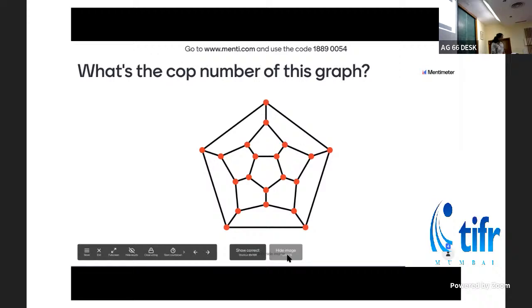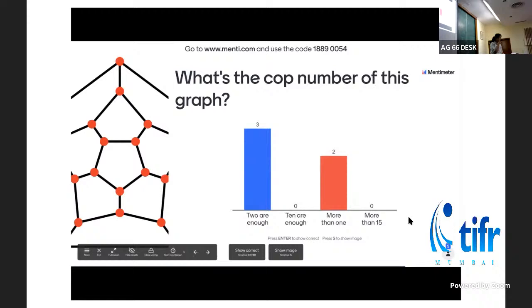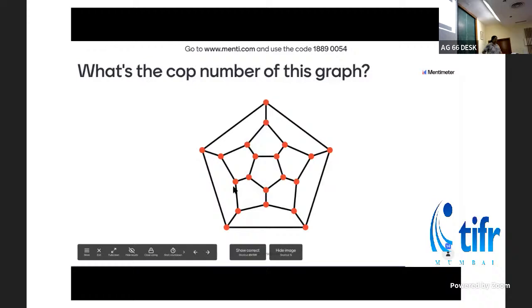Okay, so we have a few comments about this graph. I'm sorry if you are not able to select multiple answers, that's not the intention, but let's just go through the options here. Okay, there's no love for 10 are enough. Nobody thinks 10 are enough. Can you think of an initial position for 10 cops that will completely block the robber?